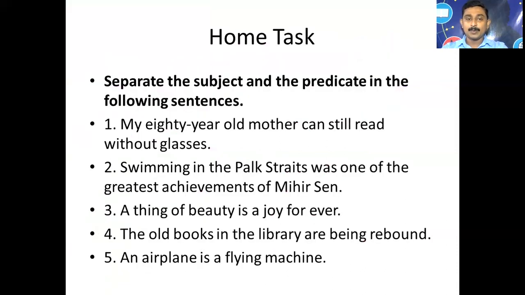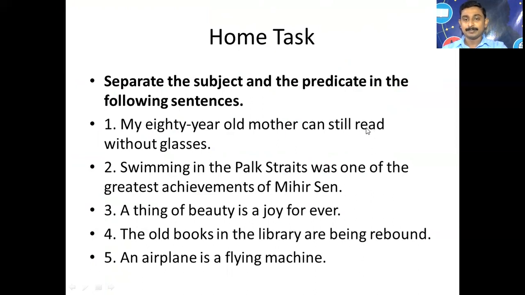Here is a few exercise for you. My 8-year-old mother can still read without glasses. Let me solve it for you. What is a verb here? Sometimes you may not find a main verb. Then you must identify the auxiliary verb or helping verb that is available in the sentence. Do you find any main verb here? Yes, you have a main verb read. In addition to the main verb read, we also have an auxiliary verb can. So your identification of the verb must start from can still read.